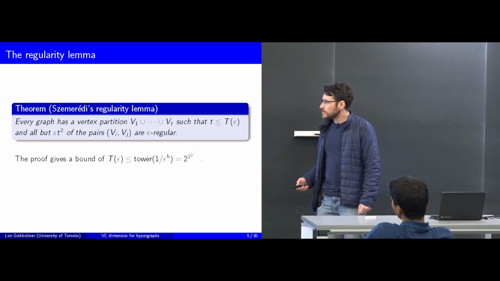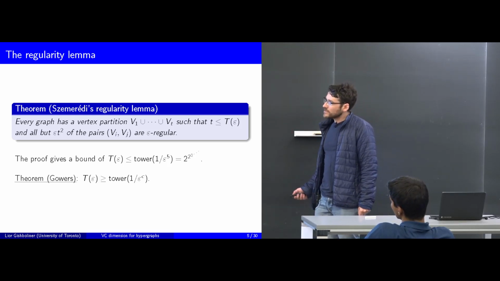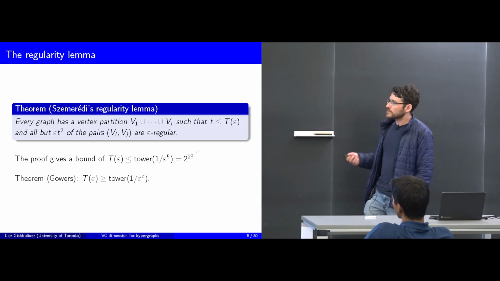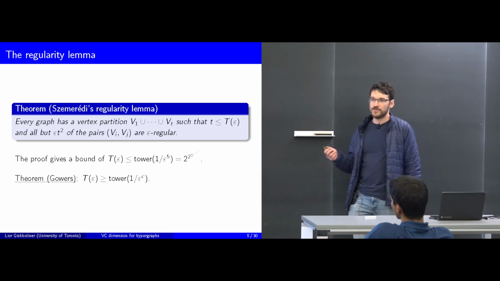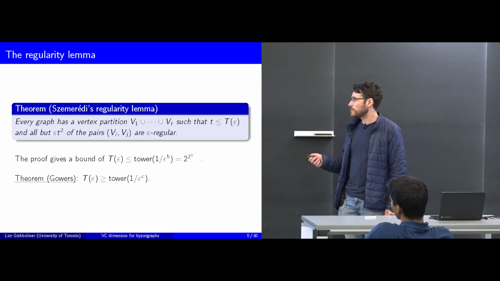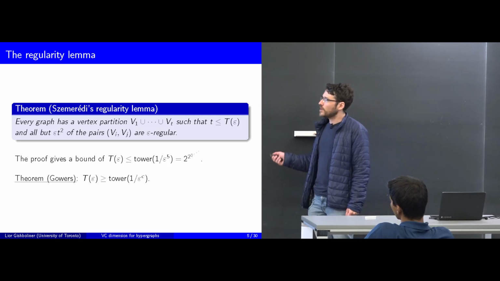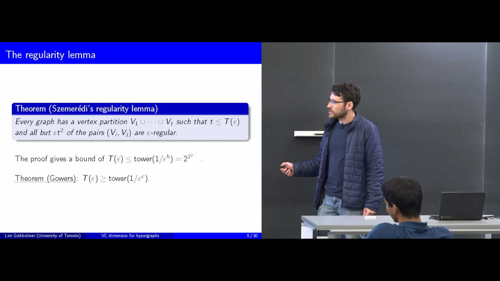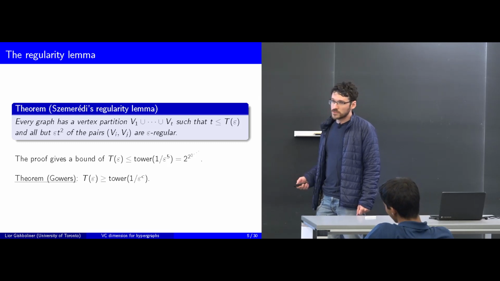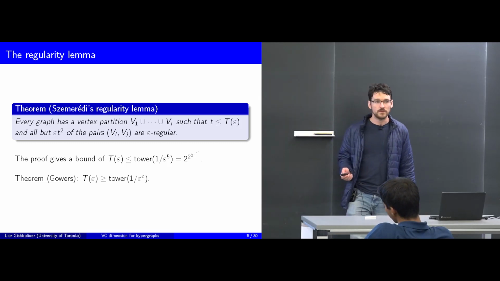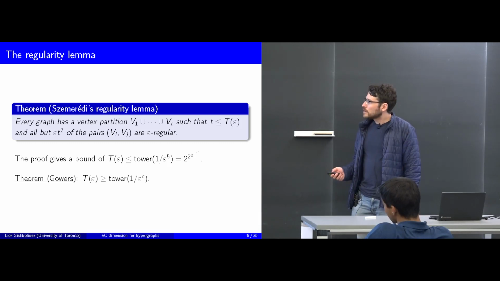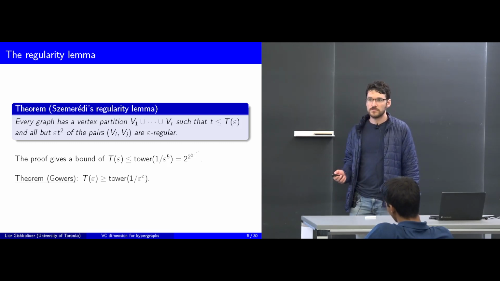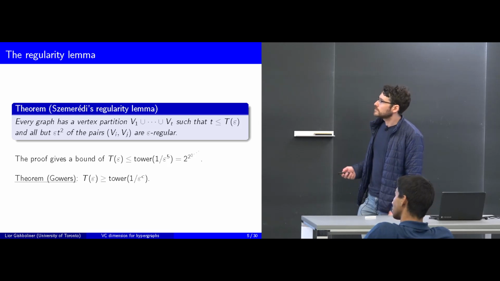Okay? And surprisingly, maybe Gowers, maybe 20 or 30 years ago, showed that this behavior is unavoidable. So there exists a graph such that if you want to find a regular partition of that graph, you have to take a partition of this size for some constant c. So c is maybe 0.1. Okay, questions so far? Okay, good.